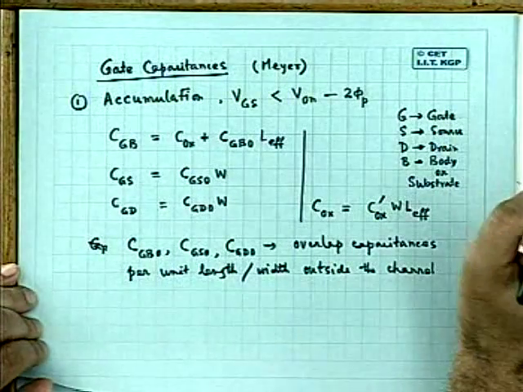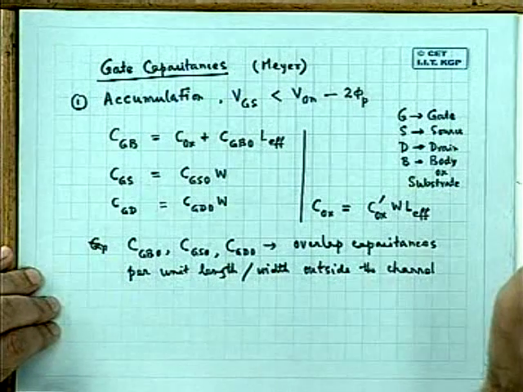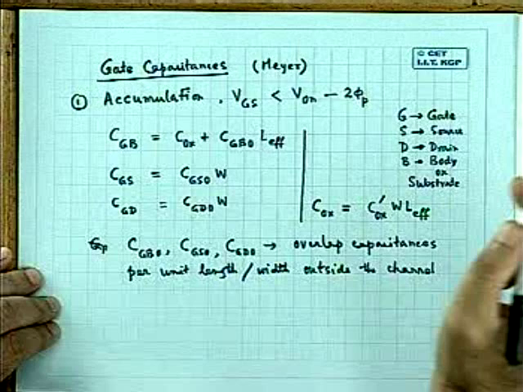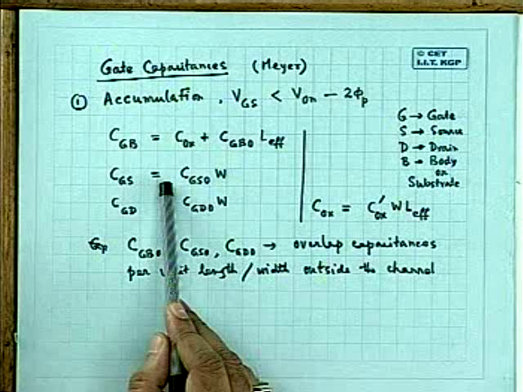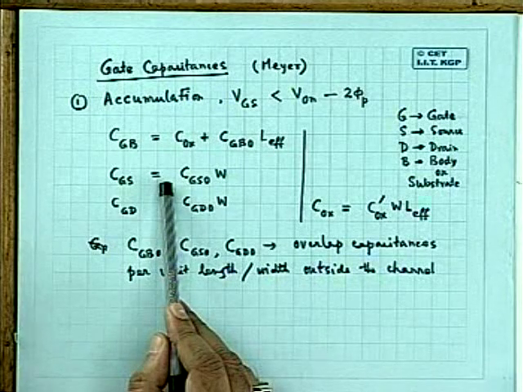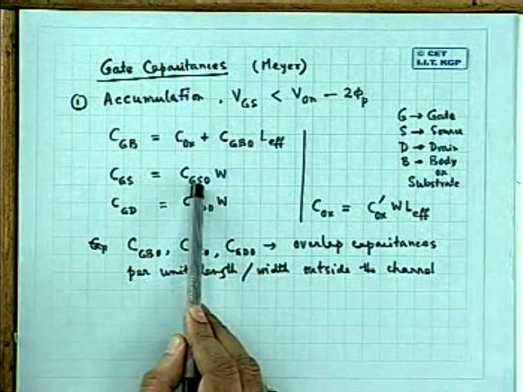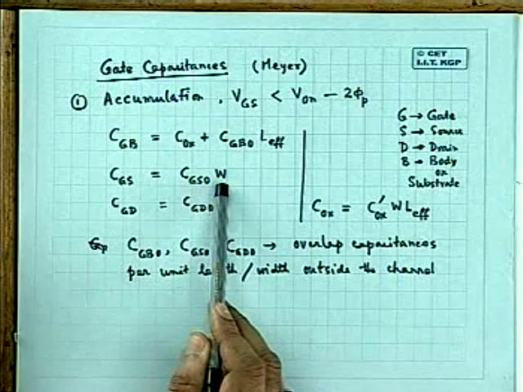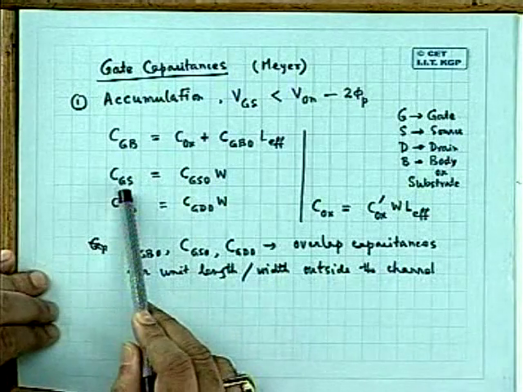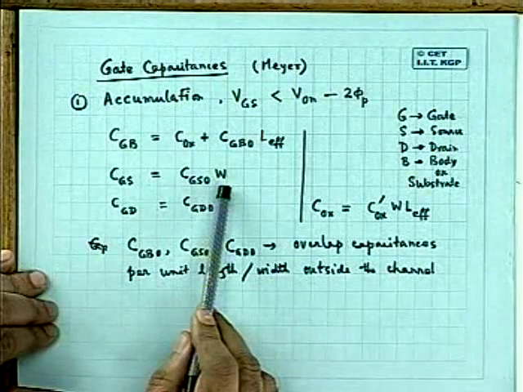When in accumulation, the channel is totally absent. The channel is totally p-type. So there is a little amount of gate overlapping over the source region, and that will give you some capacitance whose value is CGSO per unit width. Now you have to consider width. When you multiply it by W, this gives you the total capacitance between the gate and source, due to the overlap effect.